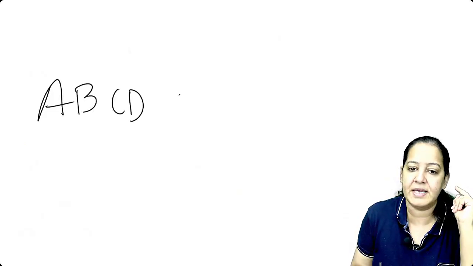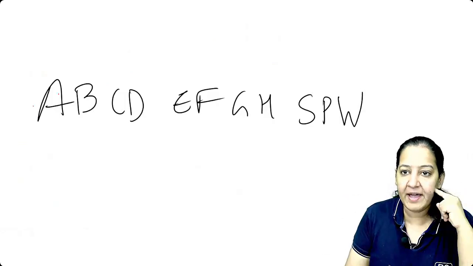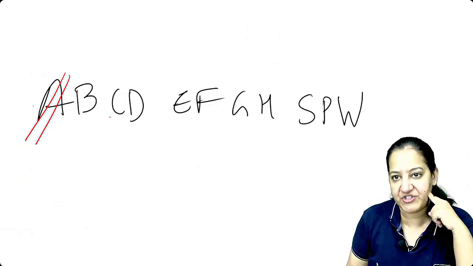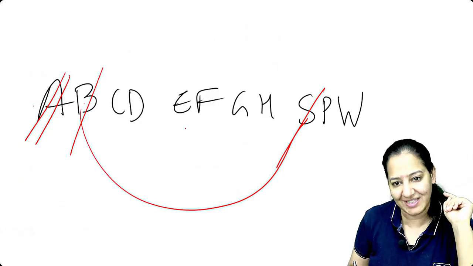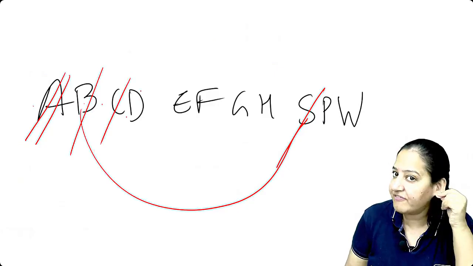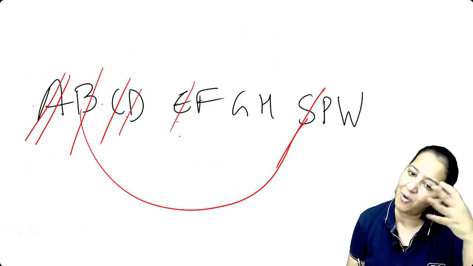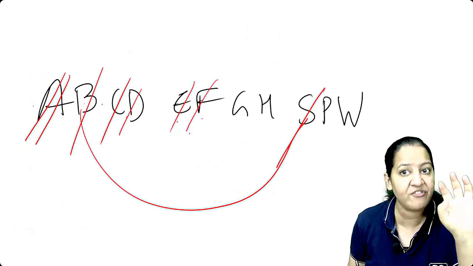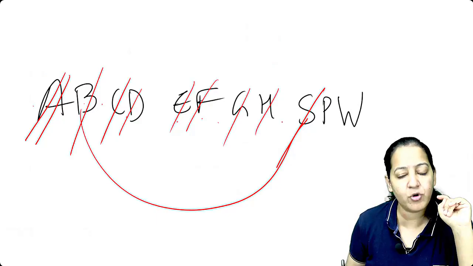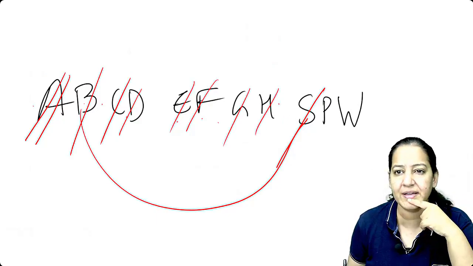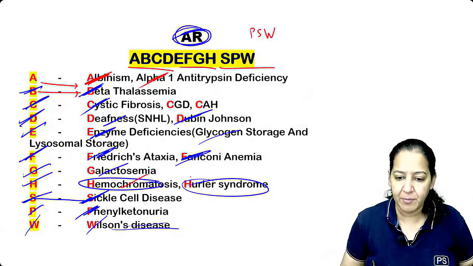A B C D E F G H S P W. Say. What is A? Albinism and alpha-1 antitrypsin deficiency. Two things are there. B is beta thalassemia. From there I will remember sickle cell anemia. C is cystic fibrosis. D means deafness. Which deafness? Sensory neural. E is enzyme. Which enzyme? Glycogen, lysosomal, all enzyme deficiency. F has two things: Fanconi anemia, Friedreich ataxia. G is galactosemia. H is hemochromatosis. One more thing is there in H, I'm forgetting. P is phenylketonuria and W is Wilson. Okay. H is hemochromatosis and Hurler.